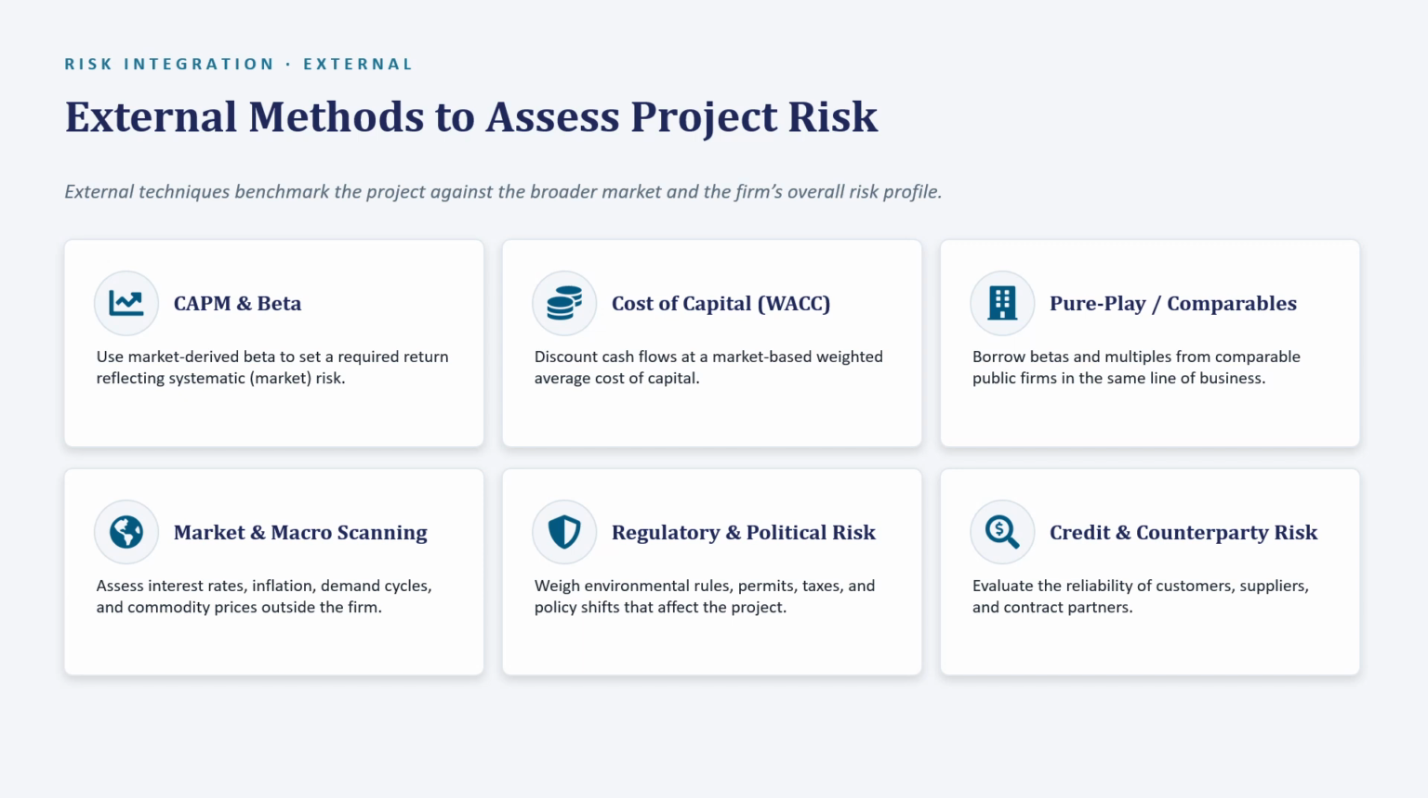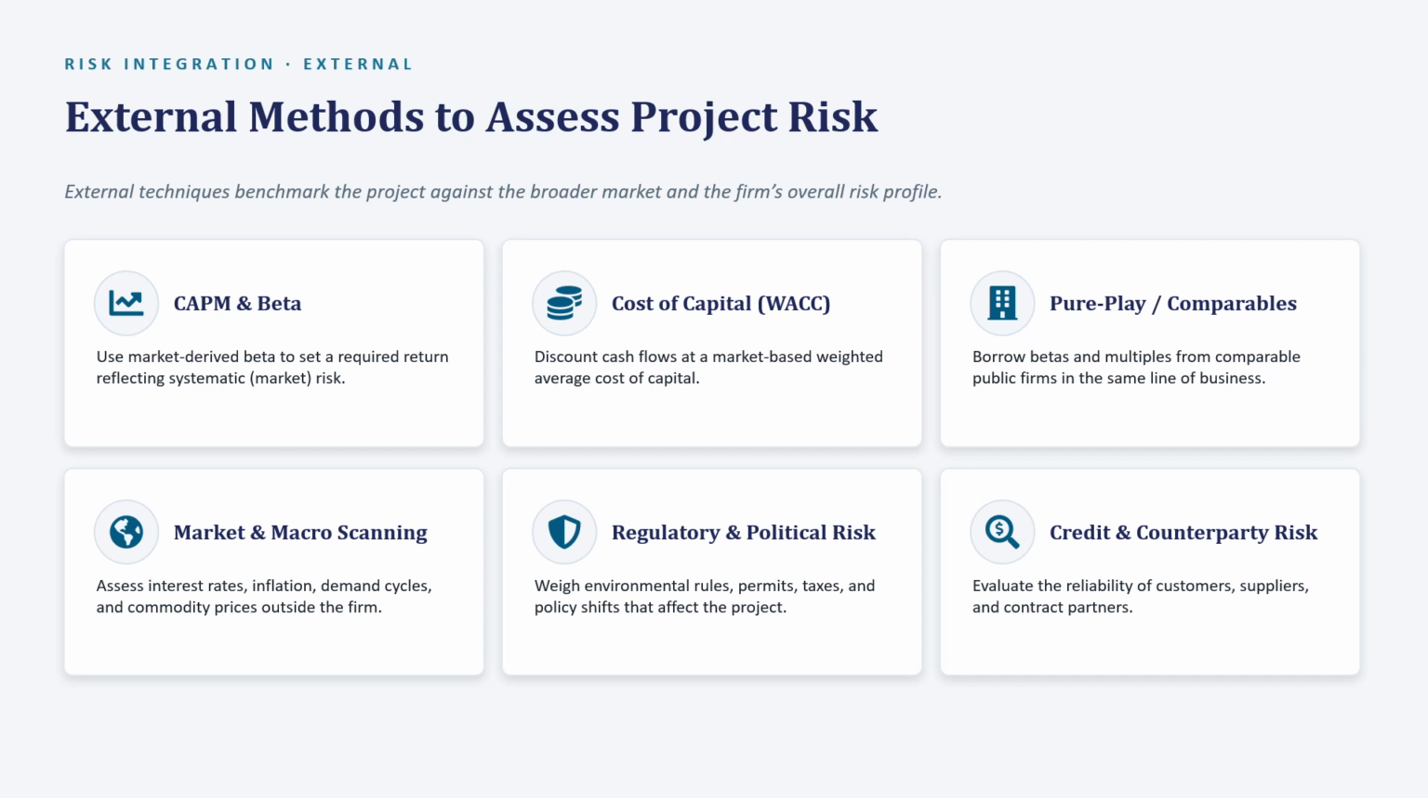External methods benchmark the project against the broader market and the firm's overall risk. They include CAPM and beta, which use market derived data to set a required return that reflects systematic market risk. Cost of capital: this discounts cash flows at a market-based weighted average cost of capital. Pure play comparables: borrow betas and valuation multiples from comparable public firms in the same line of business.